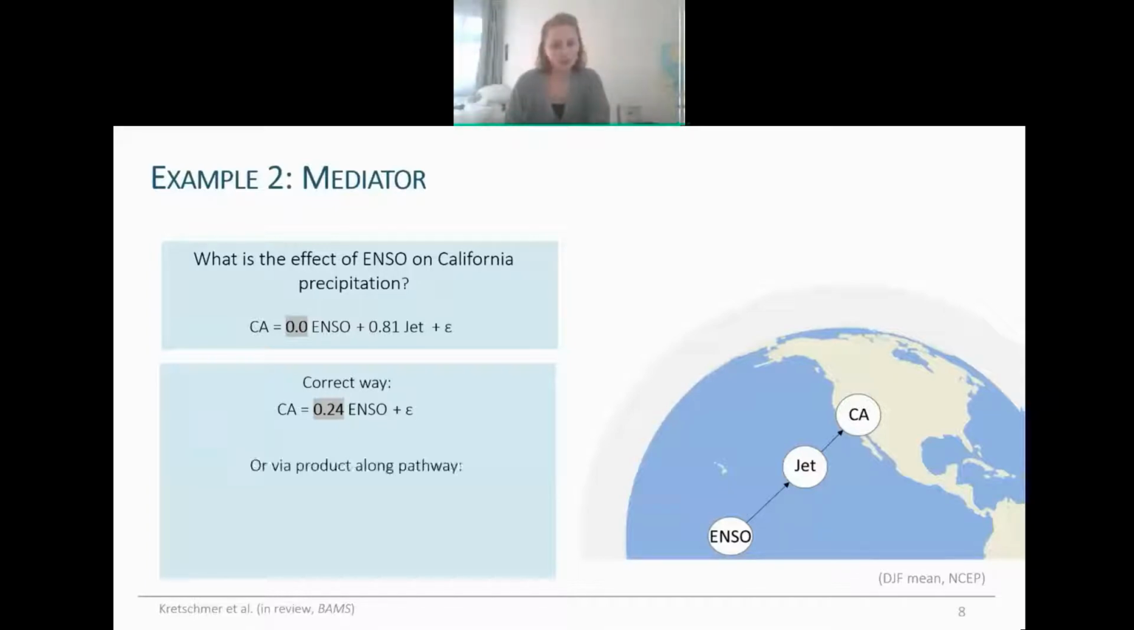Alternatively, using the path tracing rules and this property of linear models, we could also estimate the link strength of the individual links. For example, first calculate the link from ENSO to the jet, and then from the jet to California precipitation. Then the product along the pathway is the same as estimating the total effect.